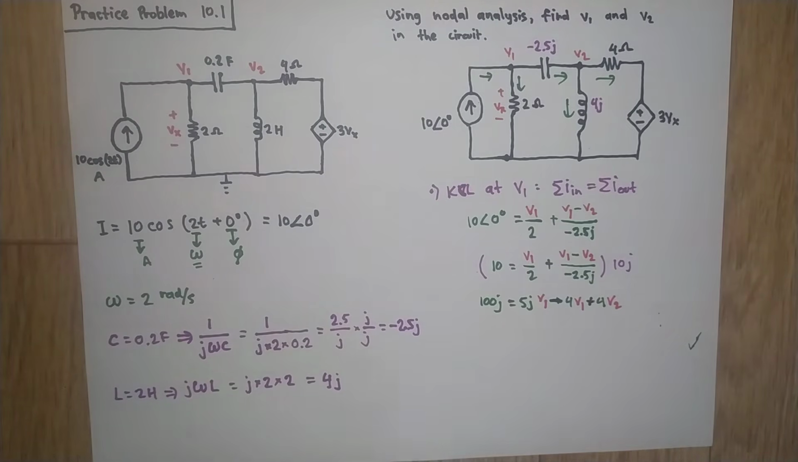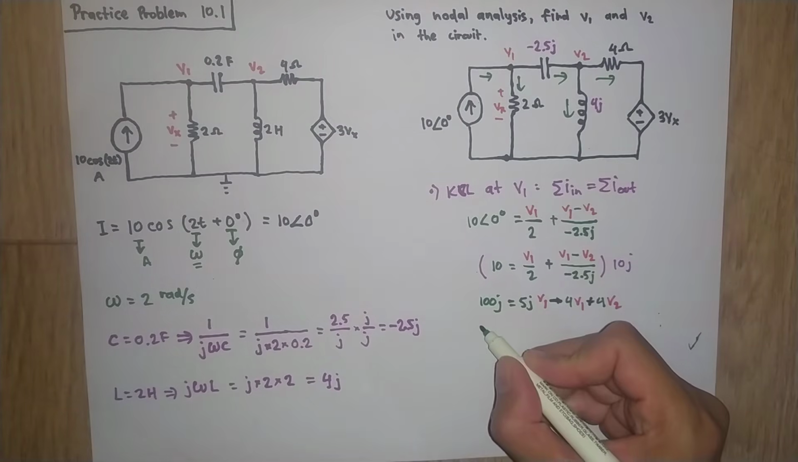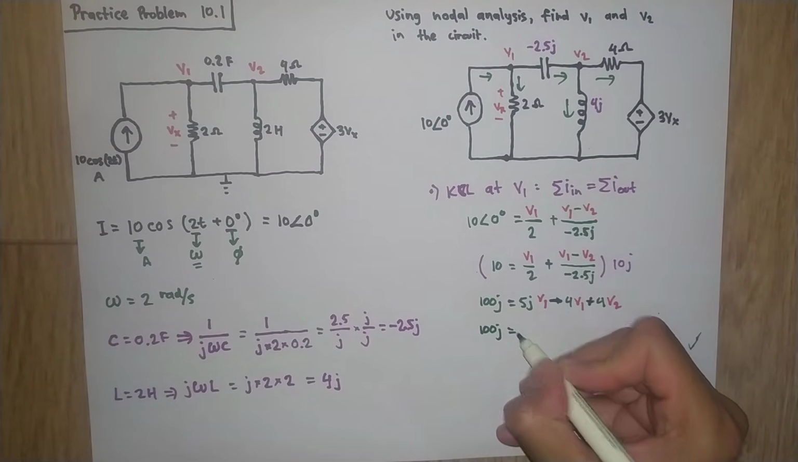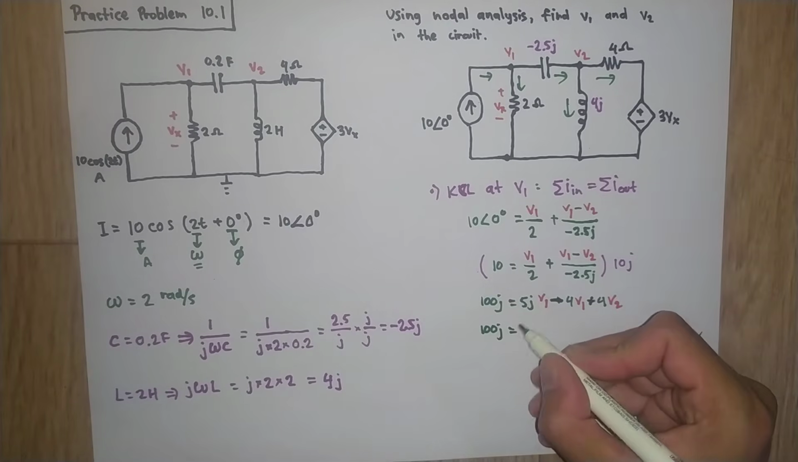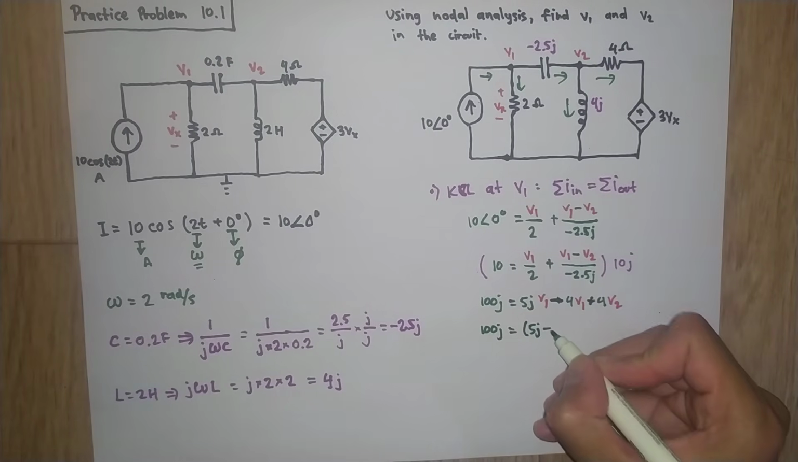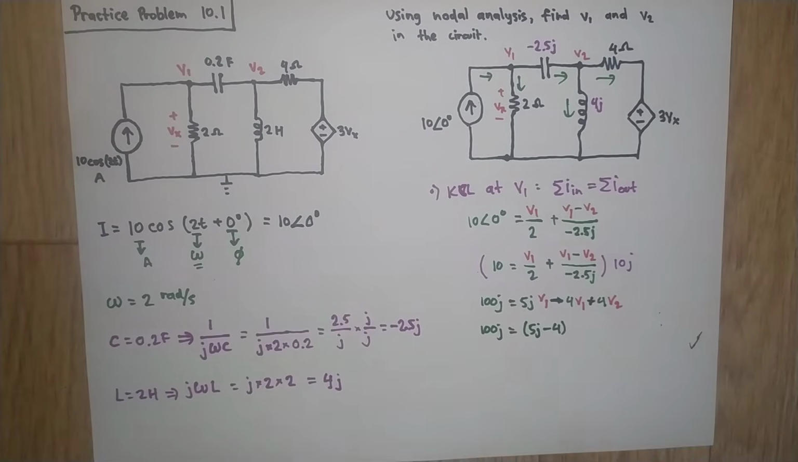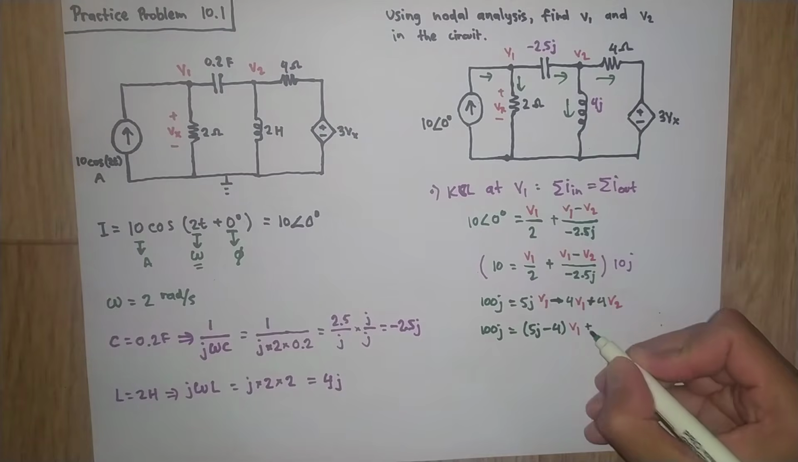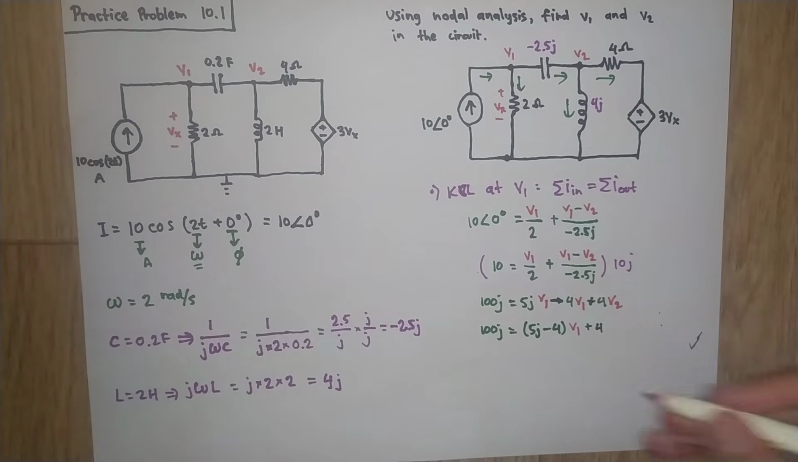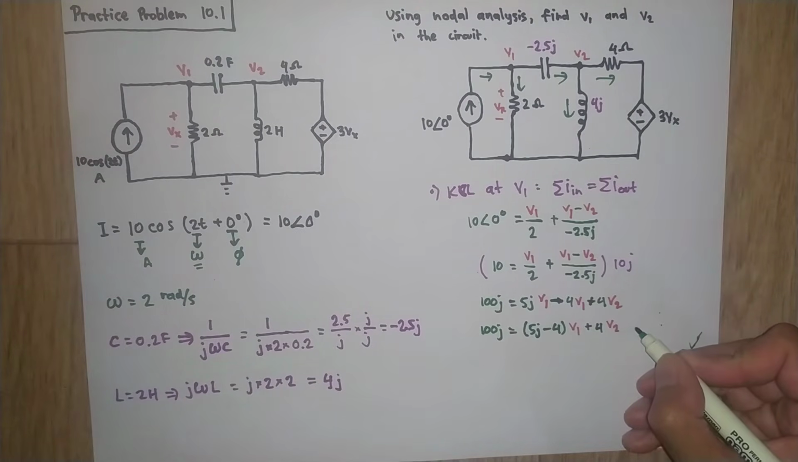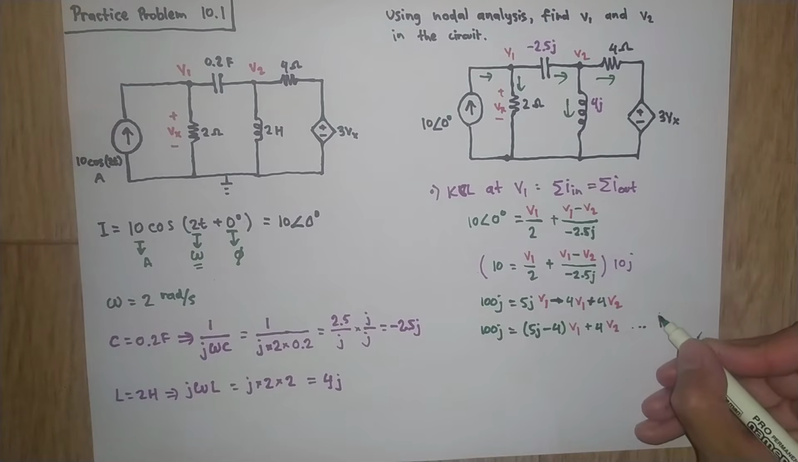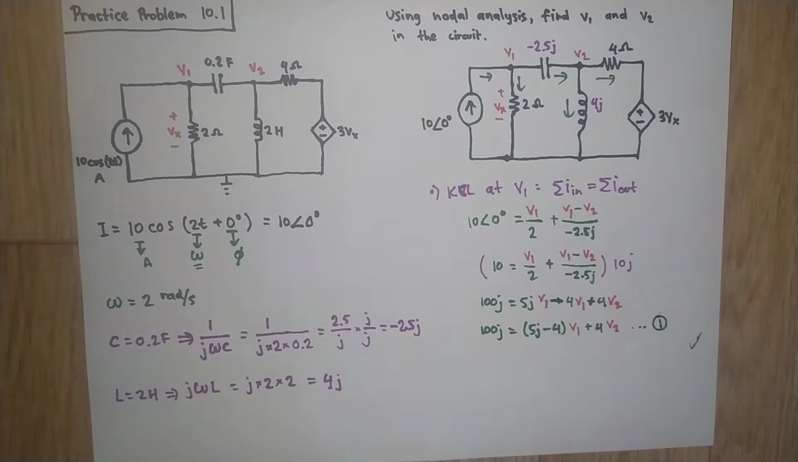Okay, so now we'll have 100J, and then we group this together, V1 and V1, so I will have 5J minus 4 V1, and then plus 4 V2. Okay, now this is the best way that we can do for now, so let's save this as equation number 1. Okay, now let's move on to another node.